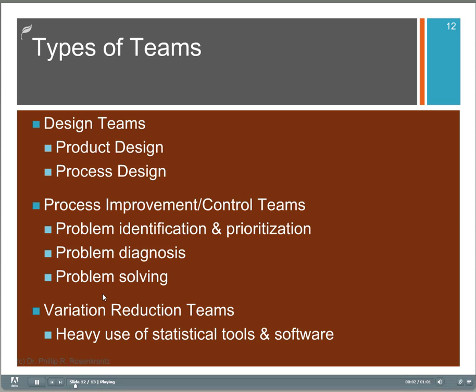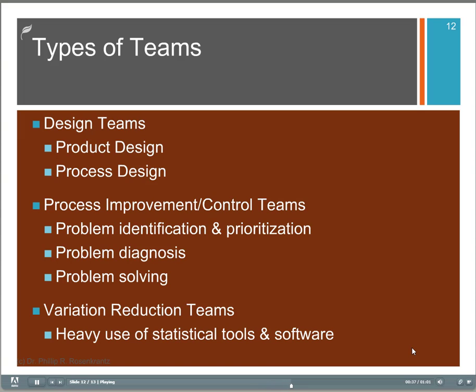At this point in the introduction, I want to point out that there are different types of teams. There are design teams that could be involved with designing a product or a process. There are process improvement or process control teams. They can be involved with identifying problems, diagnosing problems, or solving them, or all three of those. Or there could be variation reduction teams, where the heavy use of statistical methods might be involved to try and gather data and analyze variation.